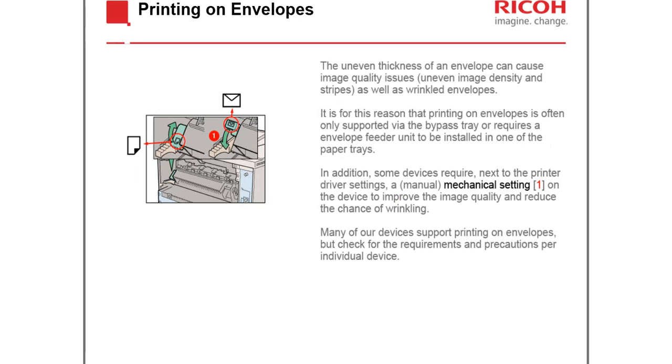The uneven thickness of an envelope can cause image quality issues as well as wrinkled envelopes. It is for this reason that printing on envelopes is often only supported via the bypass tray or requires an envelope feeder unit to be installed in one of the paper trays. In addition, some devices require, next to the printer driver settings, a manual mechanical setting on the device to improve the image quality and reduce the chance of wrinkling. Many of our devices support printing on envelopes, but check for the requirements and precautions per individual device.